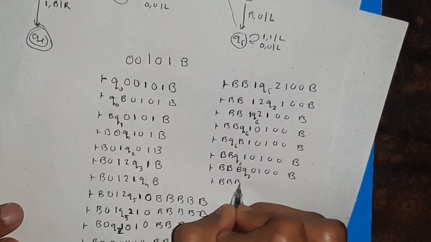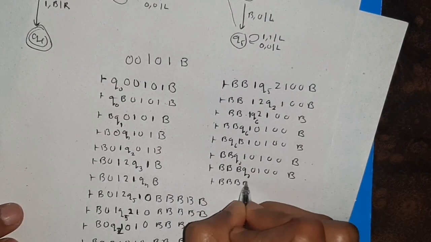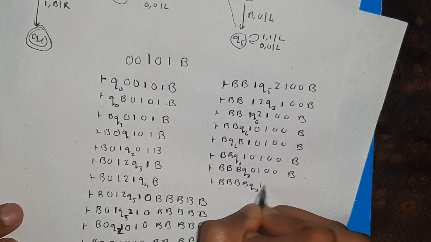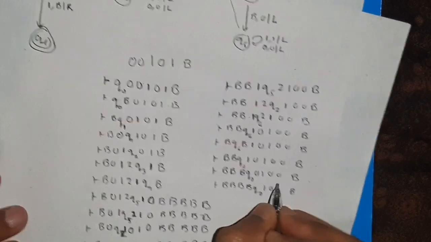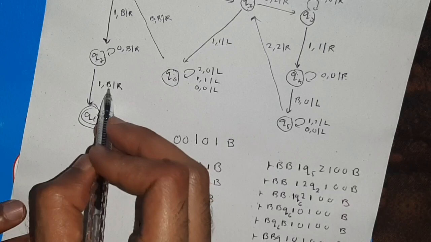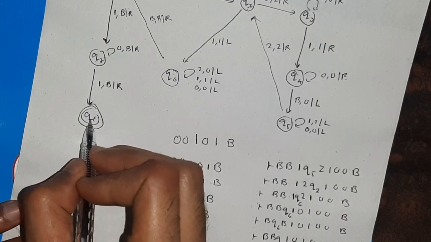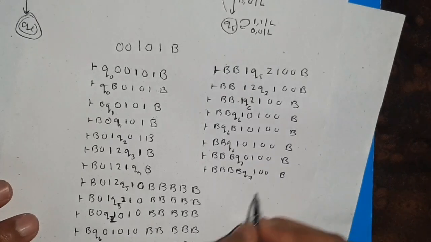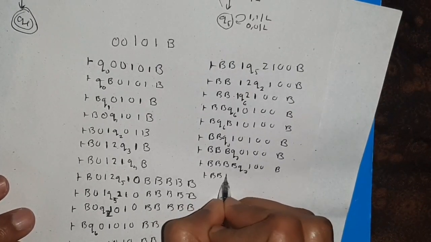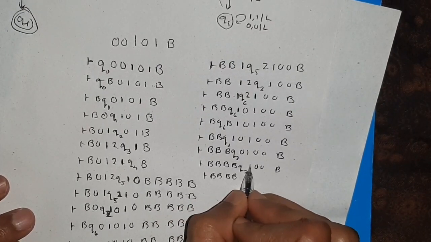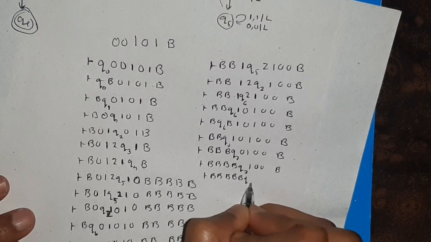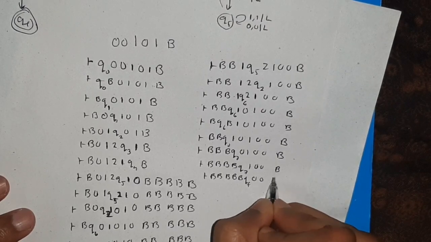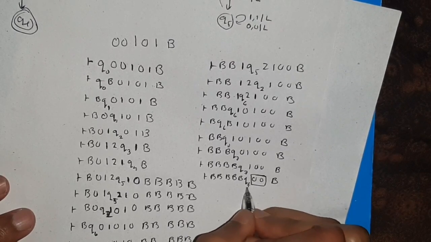b b b, this should be converted to blank space, move to the right and same state, 1 0 0 b. q7 on 1, I have to move to the final state qf, and the 1 should be converted into blank space. Okay, so it will be b b, and this will be converted to blank space, move to the right, this qf, and I have 0 0 b. So I've got my final answer after reaching the final state.